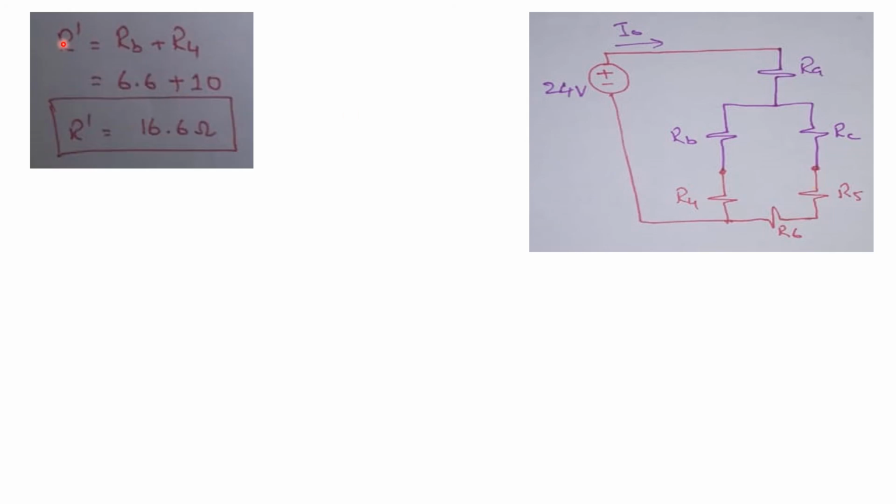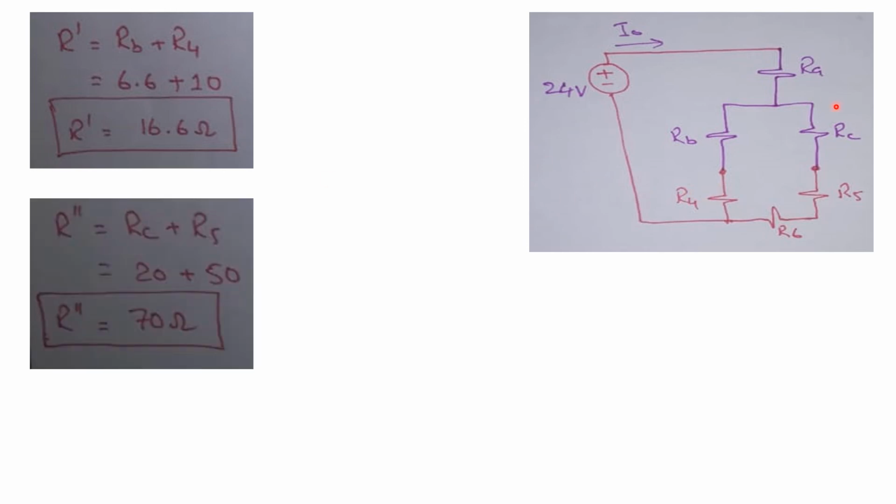We name it R prime, which is equal to RB plus R4, because these two resistors are in series. So when you substitute the values, we get the value of R prime, which is equal to 16.6 ohms. Now R double prime is equal to RC plus R5, because these two resistors are also in series. So R double prime, when we substitute the values, is equal to 70 ohms.